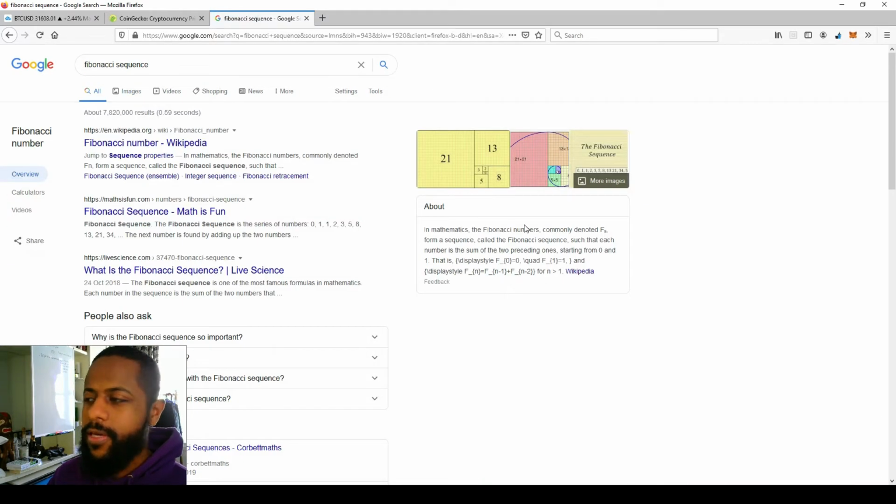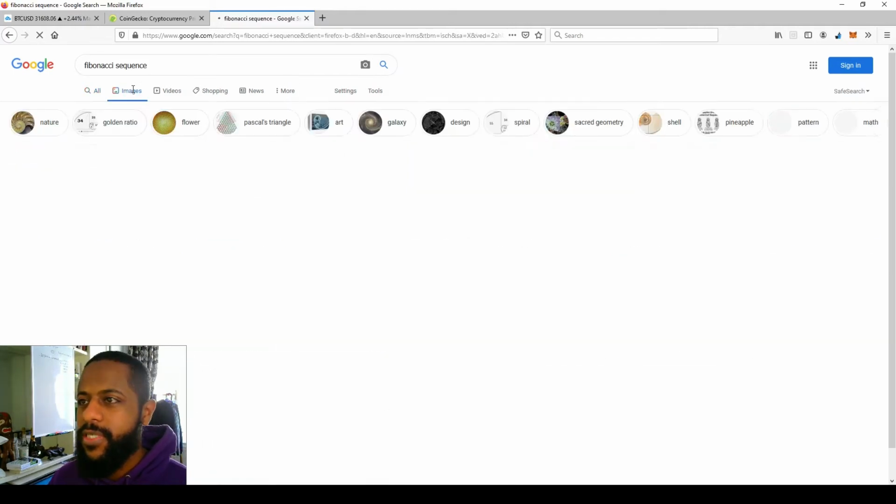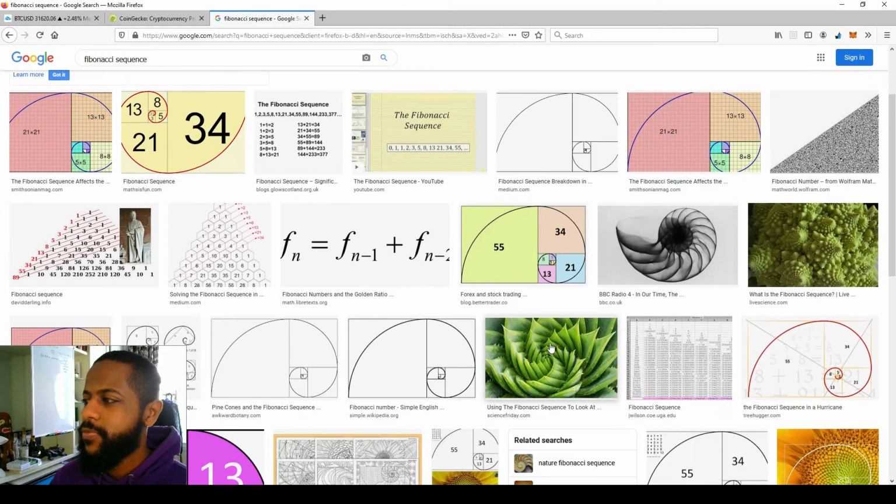So let's get the proper explanation. Fibonacci numbers, commonly denoted as F, form a sequence called the Fibonacci sequence, such that each number is the sum of the two preceding ones, starting from 0 and 1. Now let's look at some images. So it forms this spiral. You can see from the smallest number, it starts to form a spiral and expands, and it's found in nature quite a lot, and even a lot of the early architects would use that sequence in their buildings' formation.